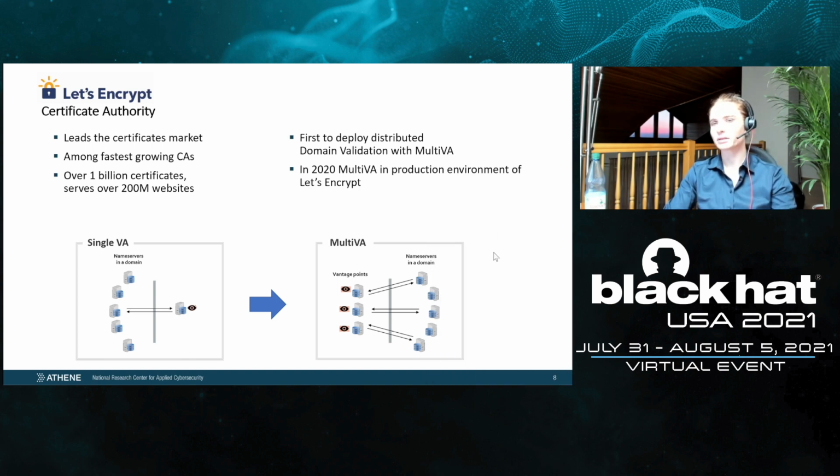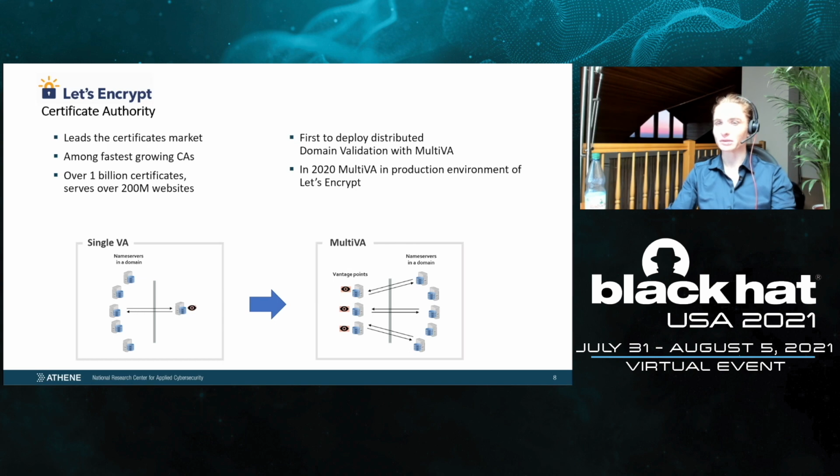So Let's Encrypt was the first CA to react quickly to the disclosed vulnerabilities. Let's Encrypt is one of the fastest growing CAs in the PKI ecosystem. It has already issued over 1 billion certificates and serves over 200 million websites. So Let's Encrypt initiated efforts to enhance the security of domain validation, even against on-path, man-in-the-middle adversaries.